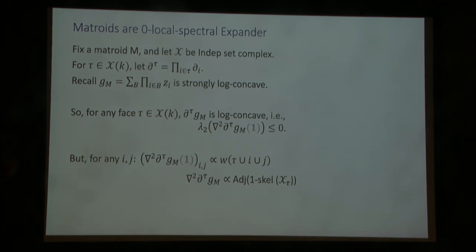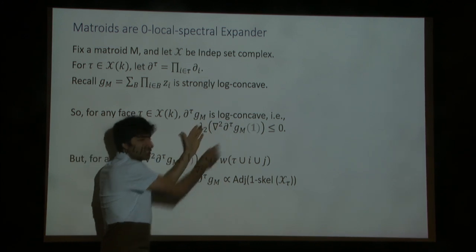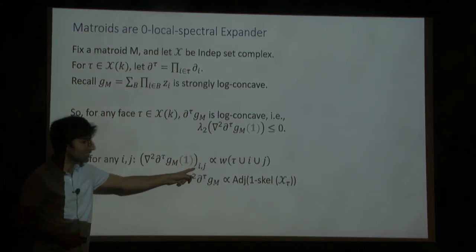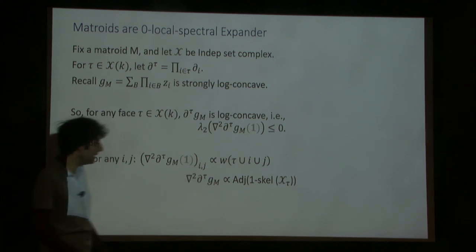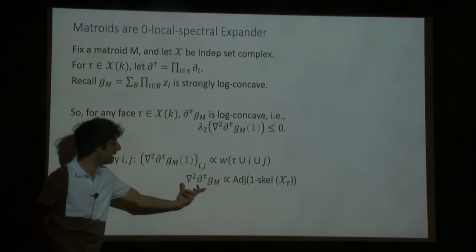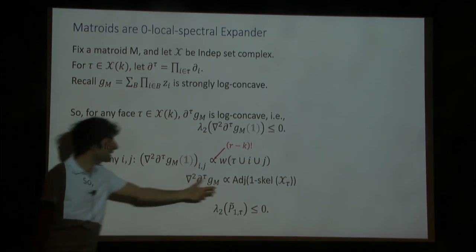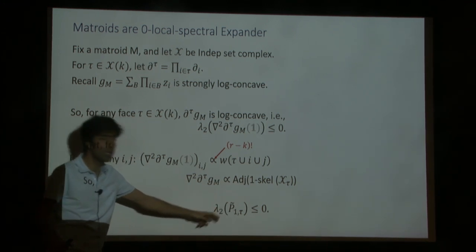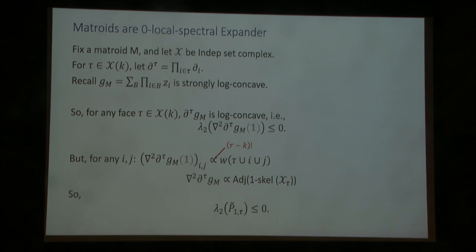Sorry, what are you trying to prove? I'm trying to prove that matroids are 0 local spectral expanders, right? Now I know lambda 2 of this is small. I want to say lambda 2 of the random walk is also small. This matrix basically gives you the random walk matrix. The point is this matrix is just the adjacency matrix, because the ij entry is exactly the number of bases that contain tau, I, and j. So these two, the Hessian and the adjacency matrix, are exactly the same. Again, there are some normalizing constants, but they're basically the same. So this says that the adjacency matrix has exactly 1 positive eigenvalue. When you normalize it and get the random walk matrix, the second eigenvalue of the random walk matrix is non-positive. And that's what you get.